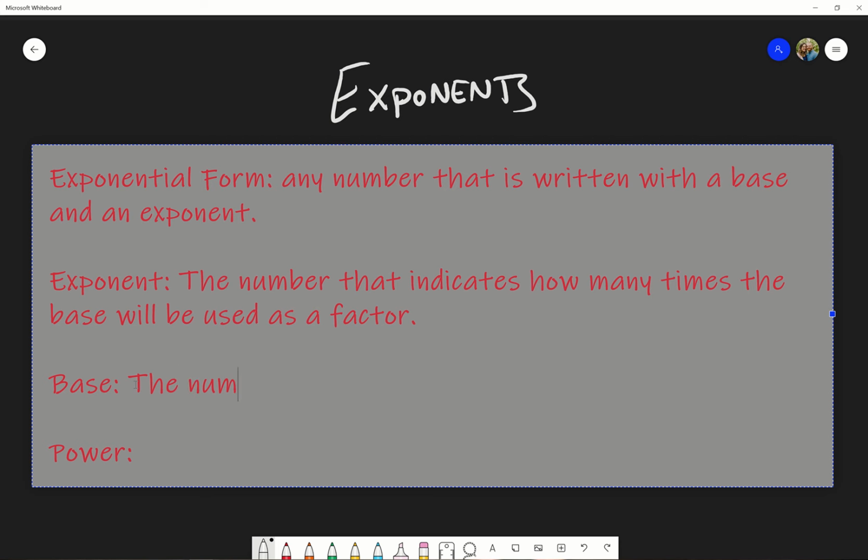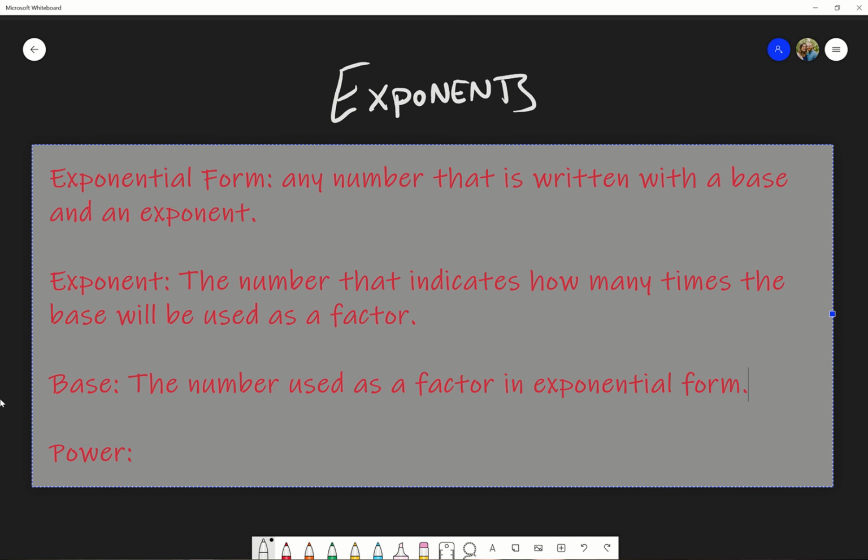the number used as a factor in exponential form. So this is the number that's going to be multiplied repeatedly. The base, we multiply lots and lots of times, and that depends on how many times it tells us in the exponent. Okay, so the exponent tells us how many times we're going to be multiplying the base by itself over and over and over again.